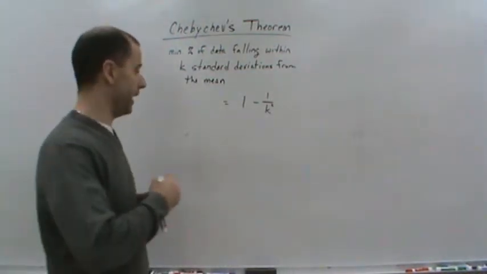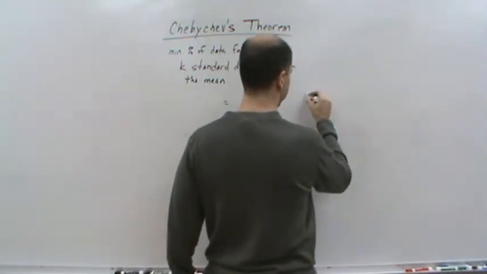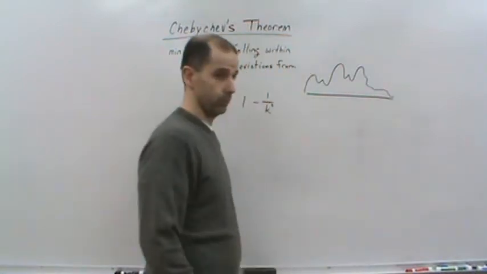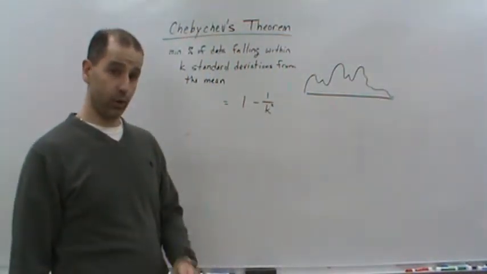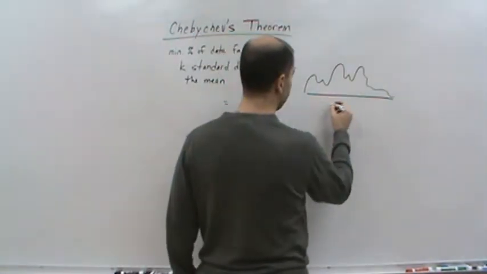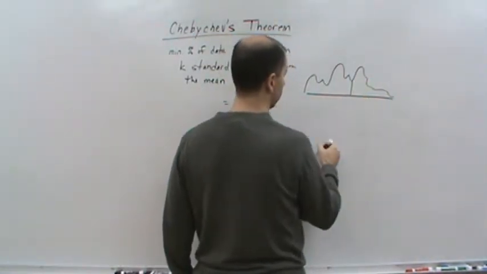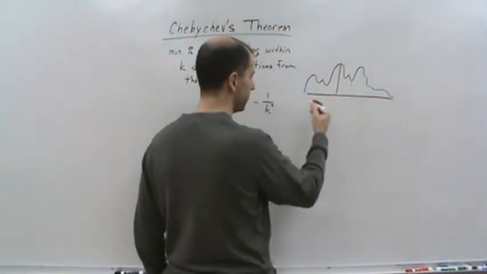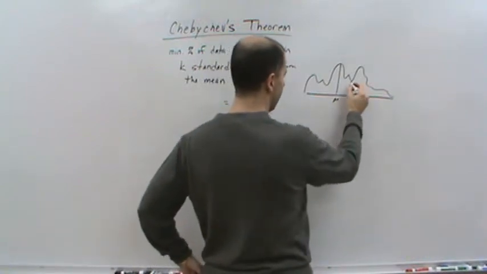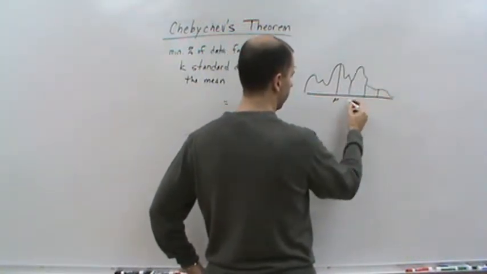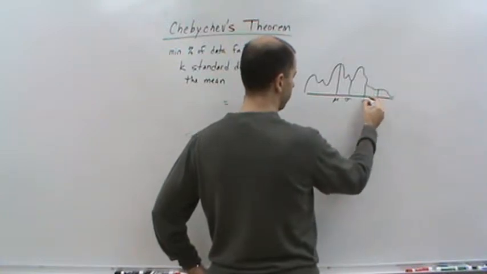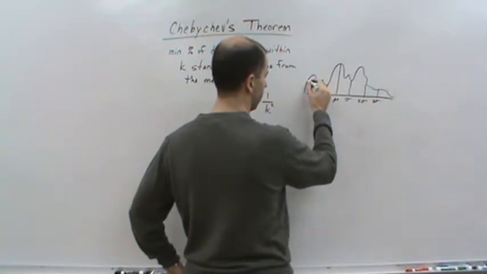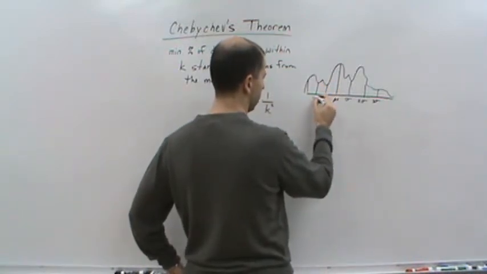So for example, if I have a distribution that looks really weird, but I know the mean and I know the standard deviation. Let's say the mean, mu, is here. And let's say I'm going to go out 3 standard deviations this way, and I'll go out 3 standard deviations this way.